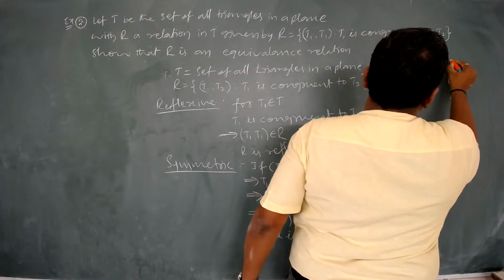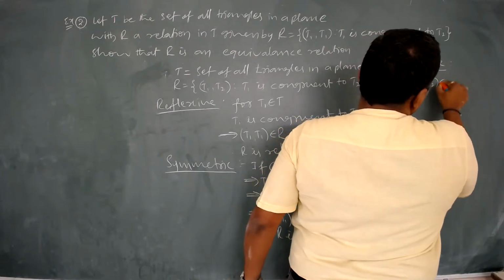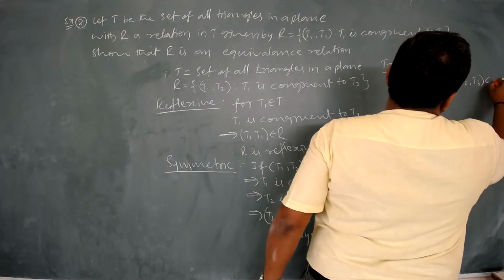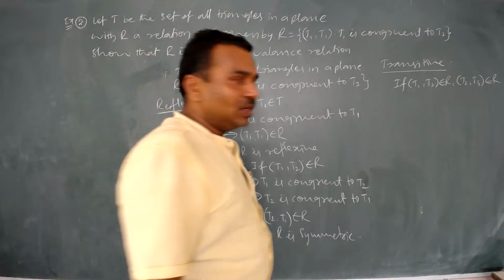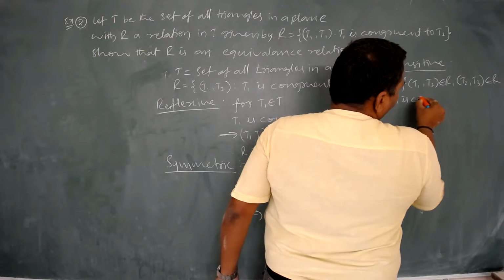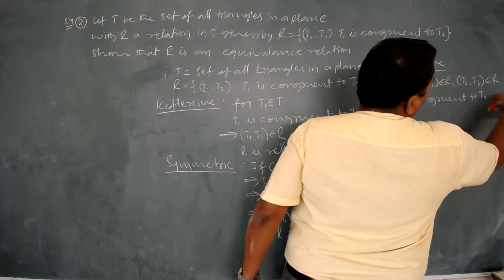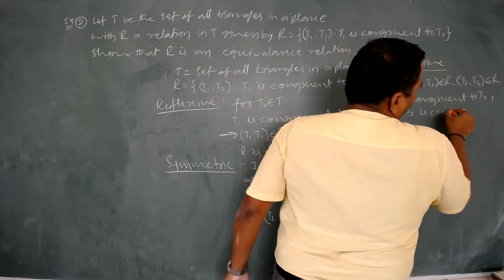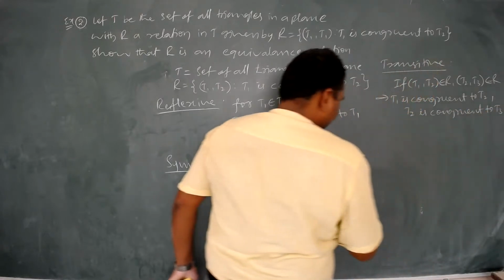What is transitive? If (T1, T2) belongs to R, and (T2, T3) belongs to R. Now we have to prove (T1, T3) belongs to R. First, (T1, T2) belongs to R means T1 is congruent to T2. (T2, T3) belongs to R means T2 is congruent to T3. Just try to understand.